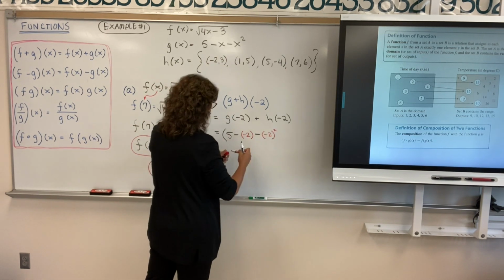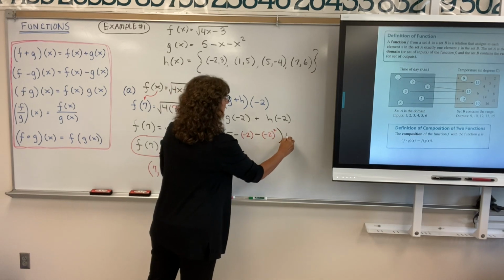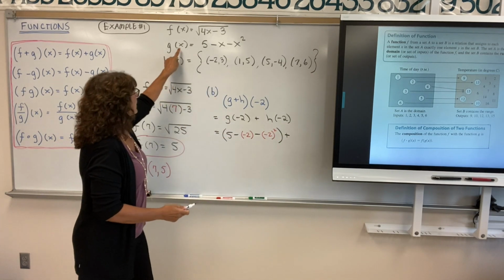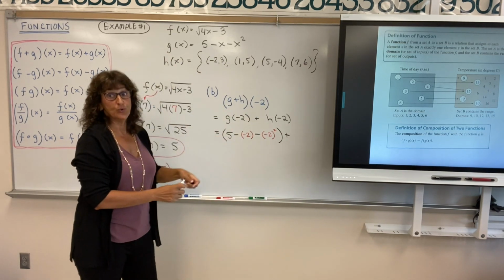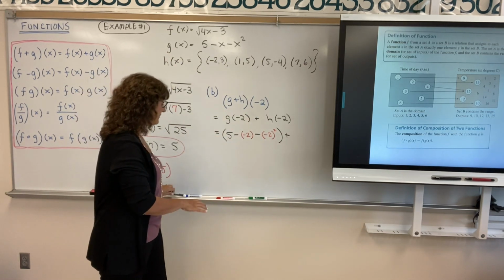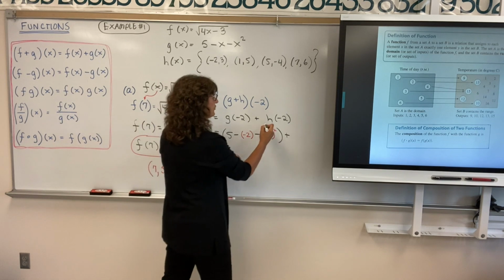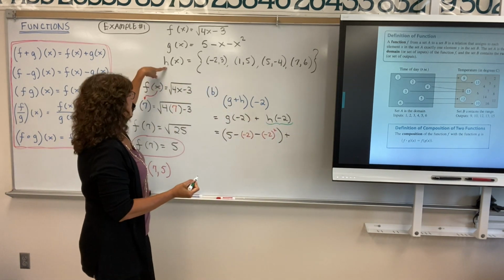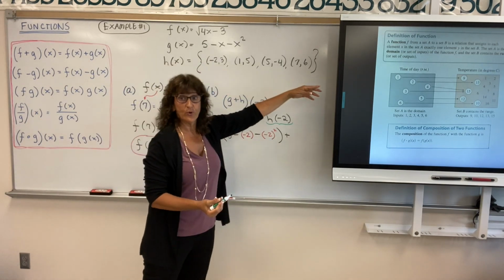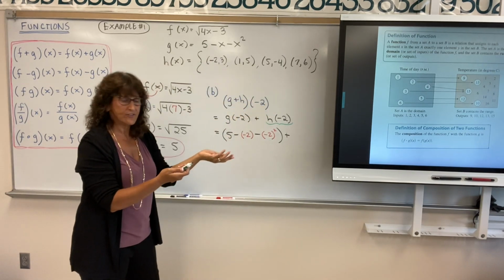So what we want to do with the g function, with g of -2, is take the x's in the g function and change them to -2. What about h of -2? What do we do with h of -2? Well, let's look at our h function, but it's a series of ordered pairs. So how do we answer this?